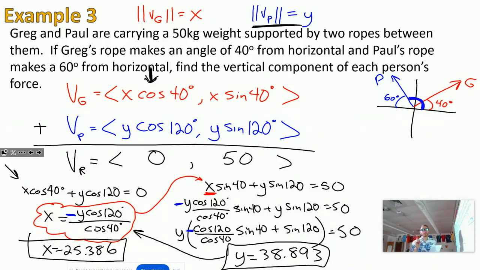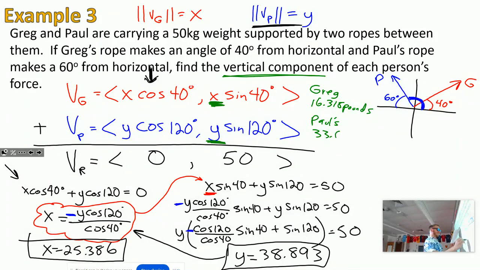And now you have to analyze, are we done? I found the magnitude that each of the gentlemen are lifting with, but what I really want to find is the vertical component of each. Just plug in for your x and y, and you'll get the vertical components. Greg's vertical component is 16.318 pounds, while Paul's vertical component is 33.682 pounds.